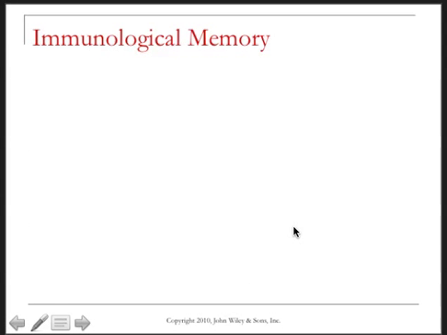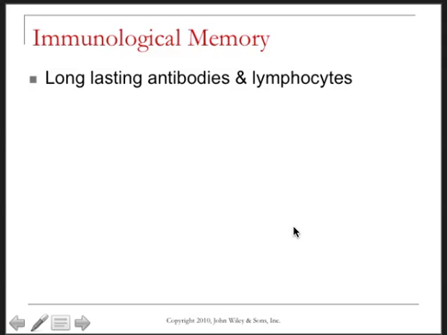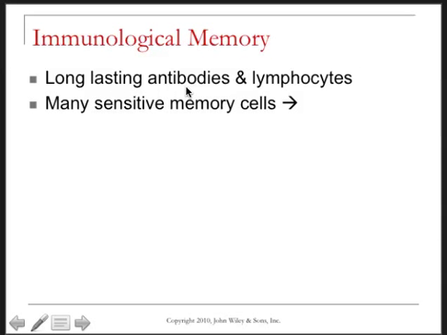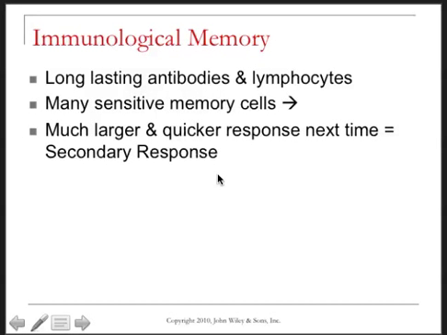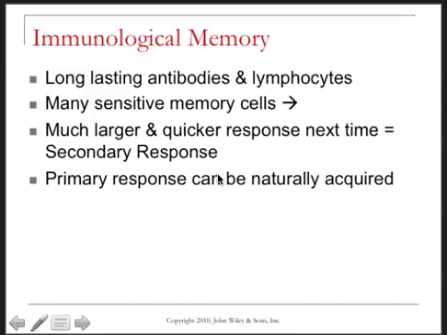Memory is, again, what we were talking about earlier, the fact that during the course of this response, we generate cells that are designed to, again, fight with the pathogen if it shows itself again. These are long-lasting. They produce antibodies in the case of B memory cells, and in the case of T memory cells, they're just sitting around waiting for the next time that the pathogen shows up. So you've got a lot of sensitive memory cells. They're much larger, and they have a quicker response time. This leads to the secondary response.